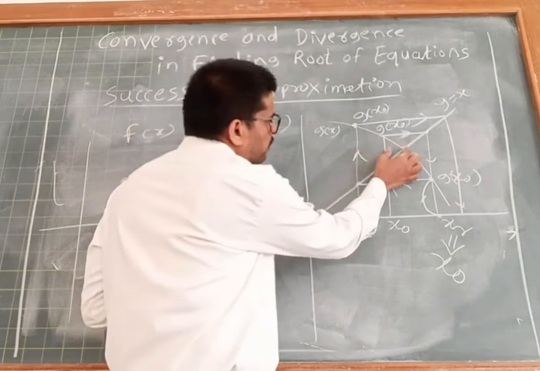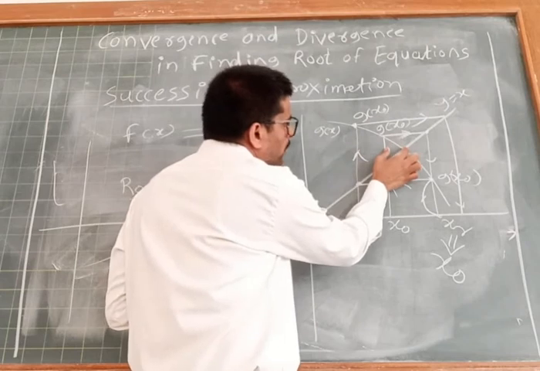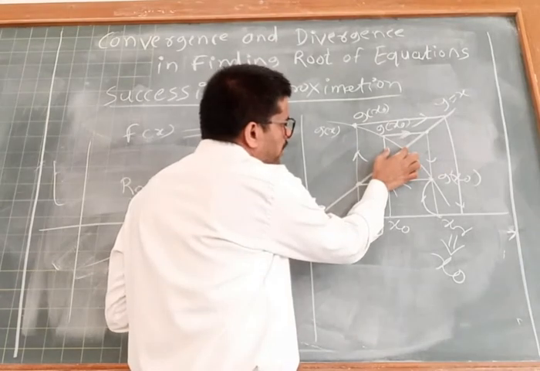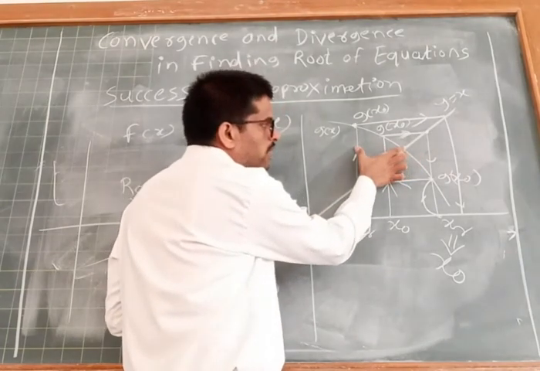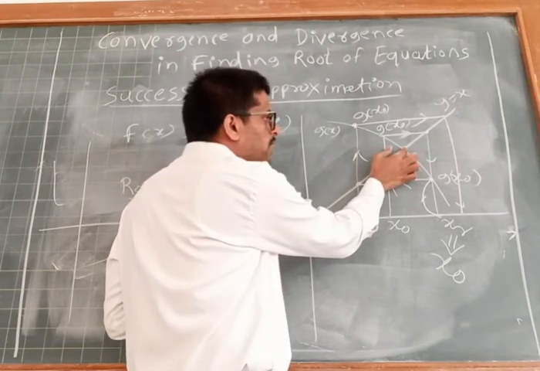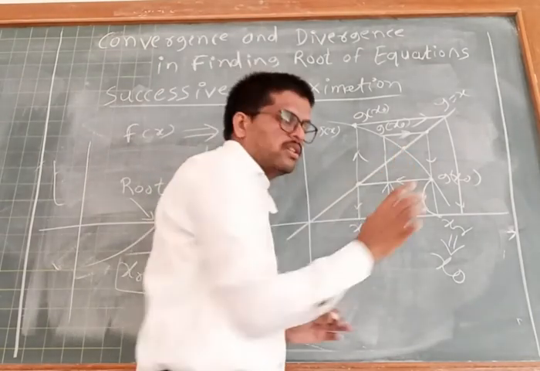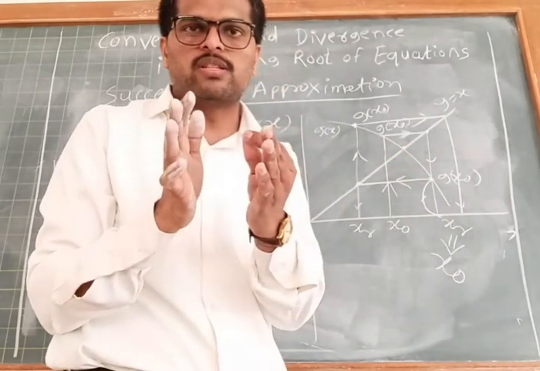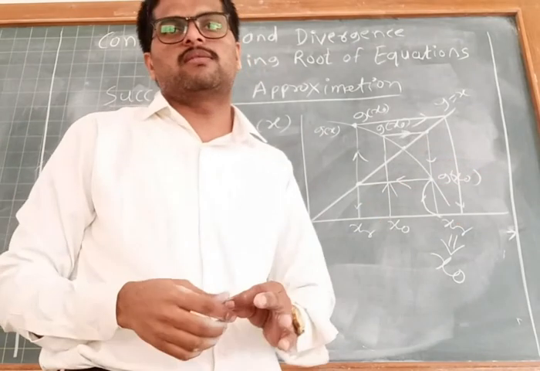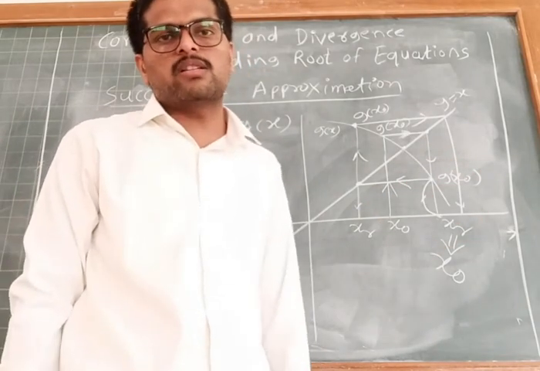So you can see here, initially the initial case was a small distance away from the actual root, but while going for the next iteration, we are going away from the root. Instead of going towards the root, instead of reducing the distance from the solution, it is increasing the distance. So this is called the divergence case in the successive approximation method.